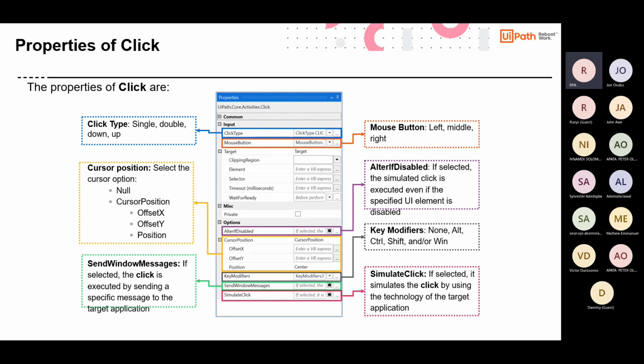In the case of the send window messages, like I said, it uses the commands of your Windows operating system to interact with your application. But in the case of simulate, it is the fastest because you are directly interacting with the application.